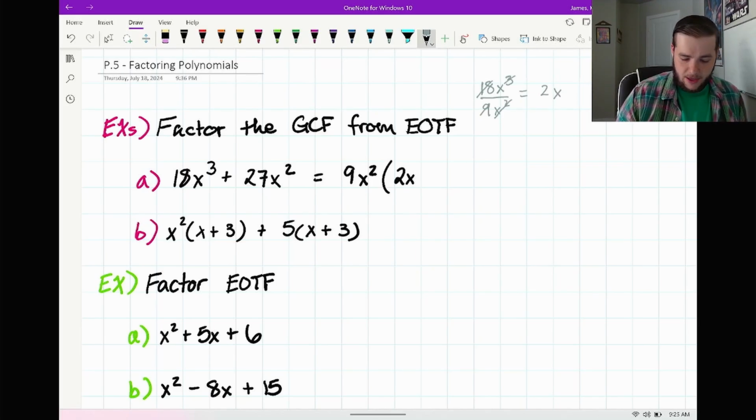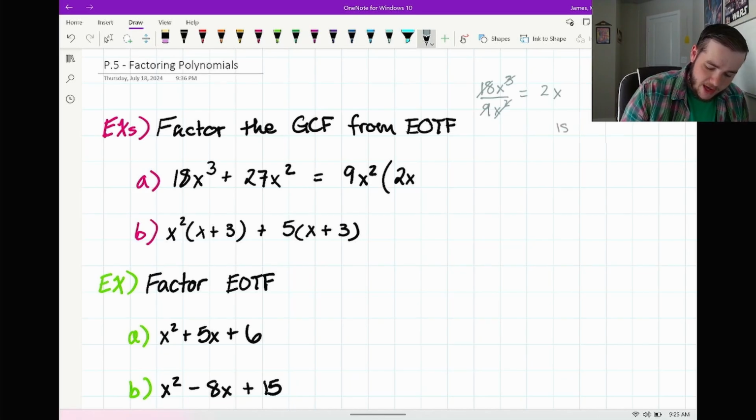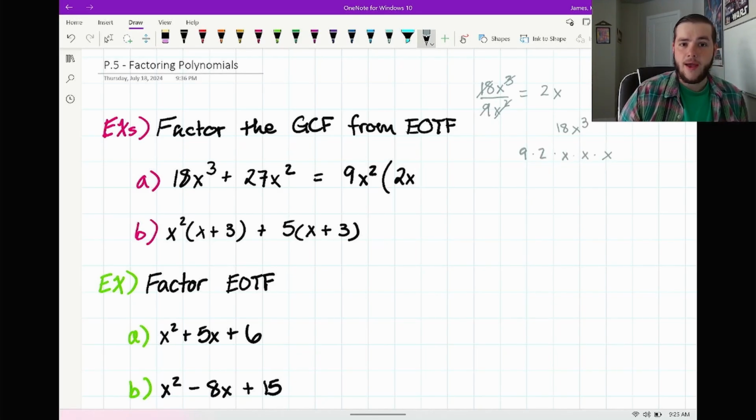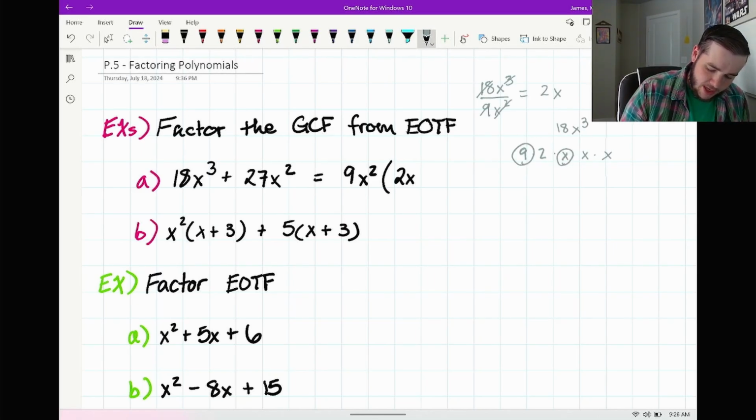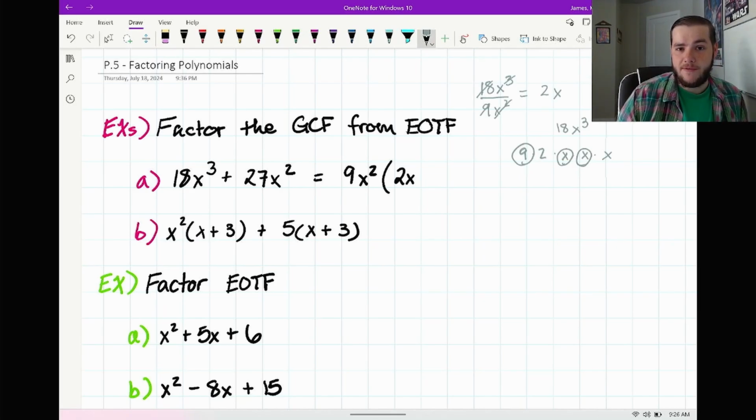The other way to think about it is if I make a factor tree for 18x cubed, I have 9 times 2 times x times x times x. And I'm borrowing the 9 and 2 of the x's. What am I left over with? 2x.